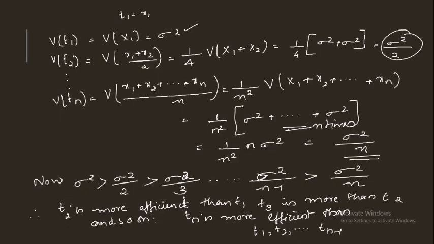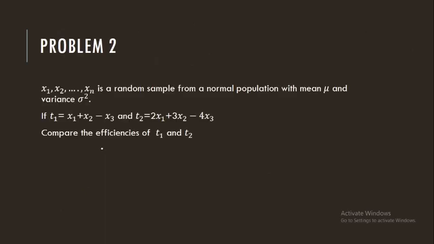And I hope you got why we conclude in this way. Because the variance of Tn, when compared to the variances of the other statistics, is much lesser. So that is why we say that the statistic Tn is more efficient than the other statistics given in this problem. Okay, now let's move on to another problem.